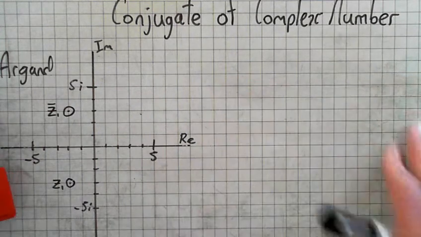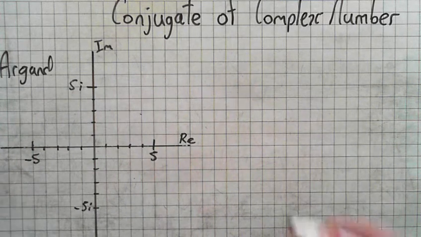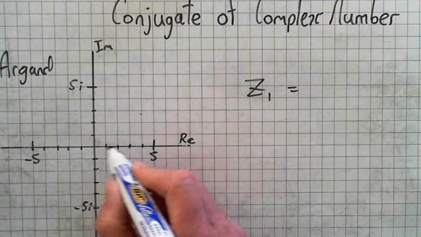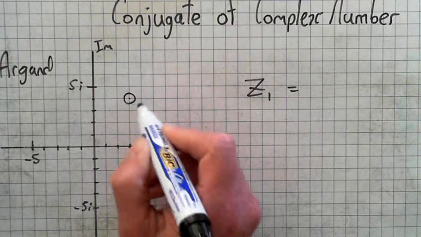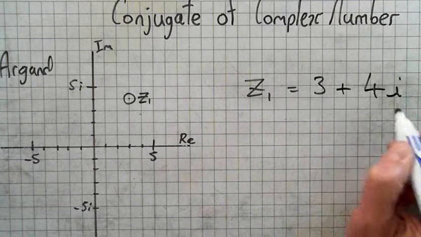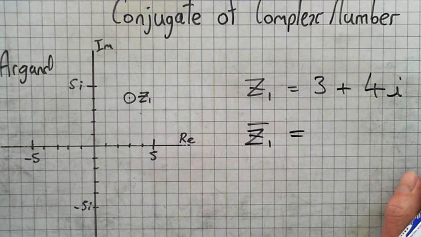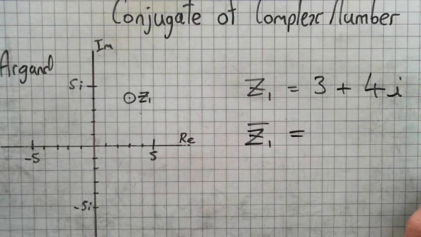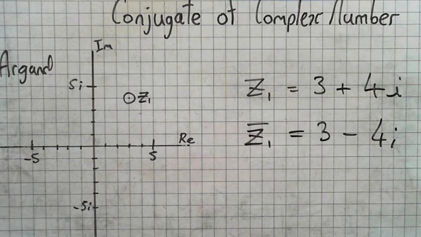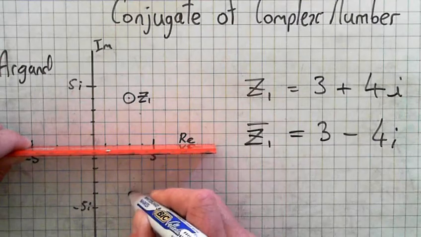Right, one more example. So can somebody call out a point? Philip, will you make up a point? 3 plus 4i. Yep, 3 plus 4i. What's the conjugate of that, Philip? Which sign do I change? Change the sign in front of the 4. 3 minus 4i. So that's 4 steps to there, so it's 4 steps down really.